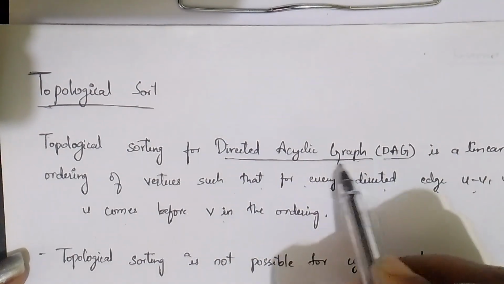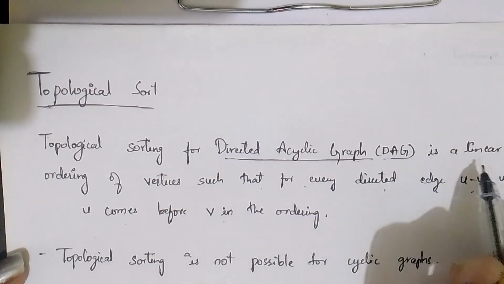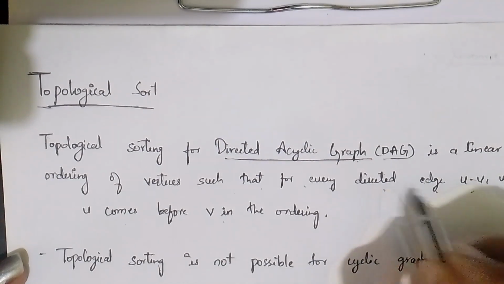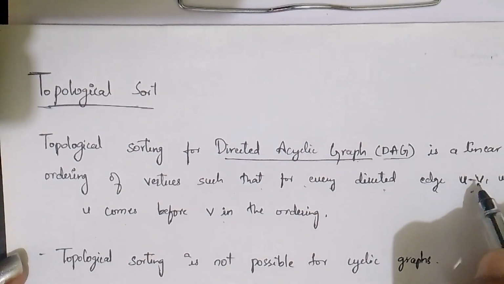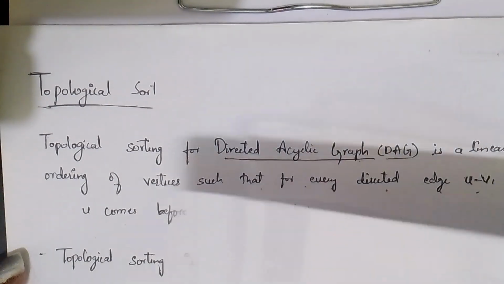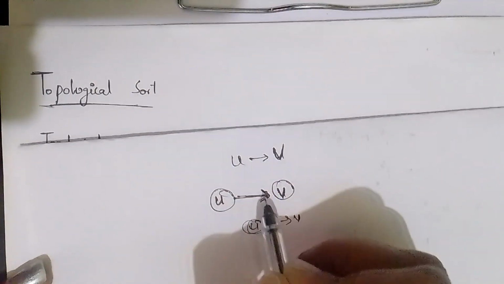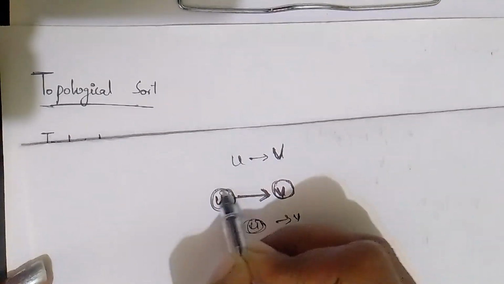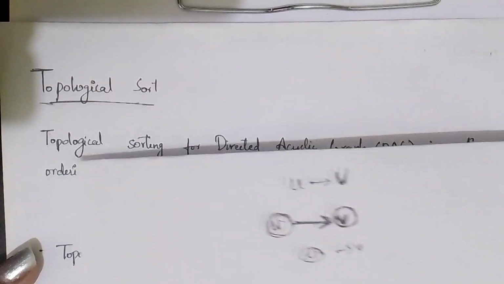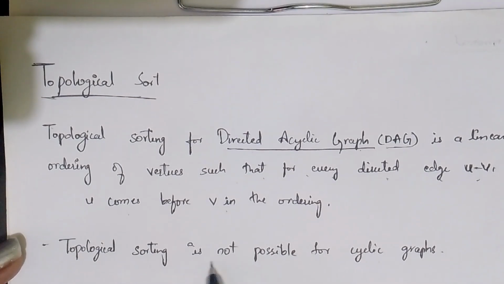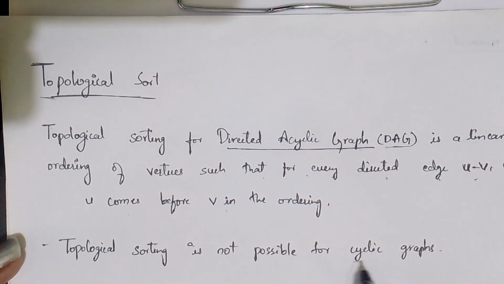Topological sorting for a directed acyclic graph gives a linear ordering of vertices such that for a directed edge u to v, vertex u comes before v in the order. That means u always comes before v. That's what the definition is saying here. As I said before, topological sorting cannot be applied to cyclic graphs.